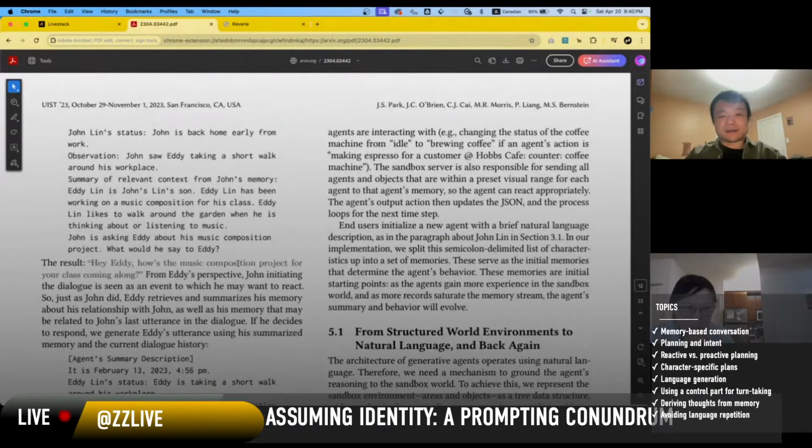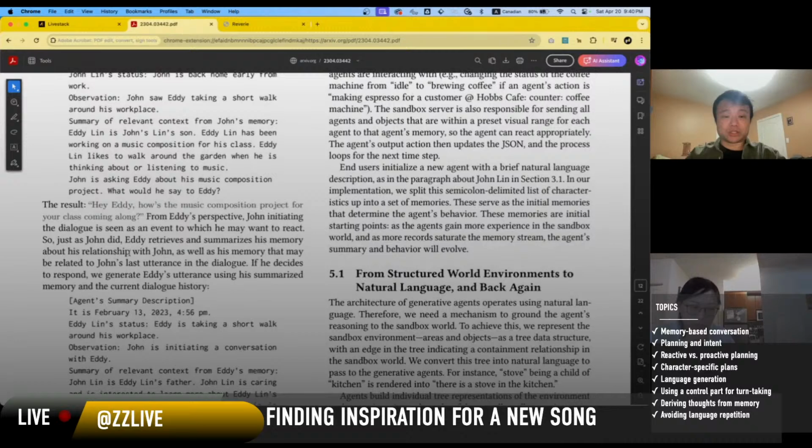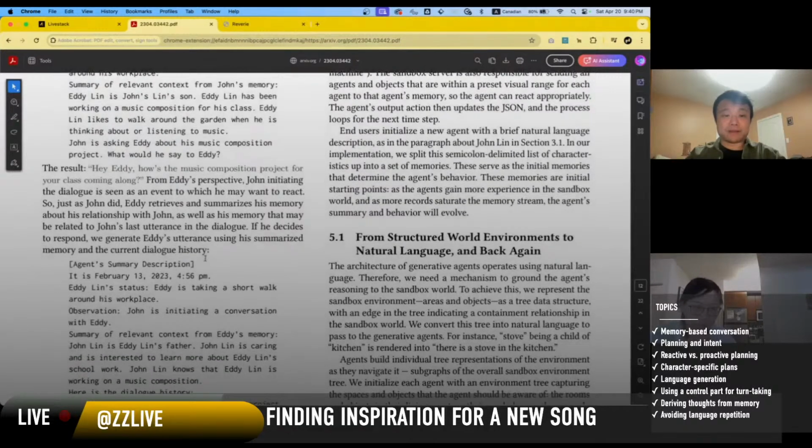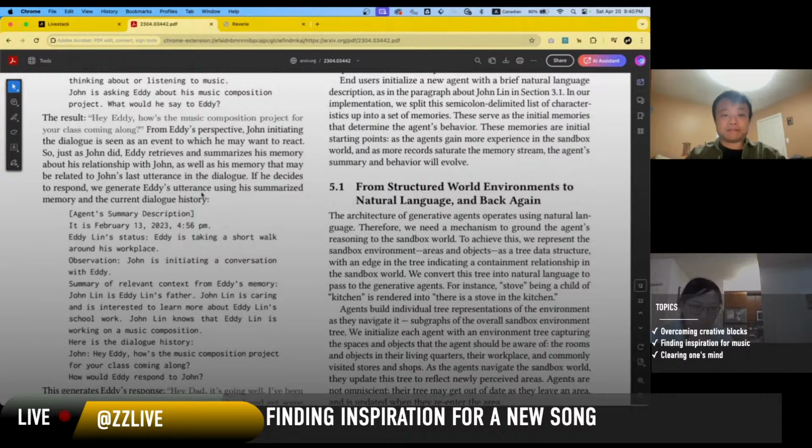Oh yeah. From Eddie's perspective, John initiating the dialogue is seen as the event to which he may want to react. So just as John did, Eddie retrieves and summarizes memory about his relationship with John, as well as memory that may be related to John's last utterance in the dialogue. If Eddie decides to respond, we generate Eddie's utterance using his summarized memory.